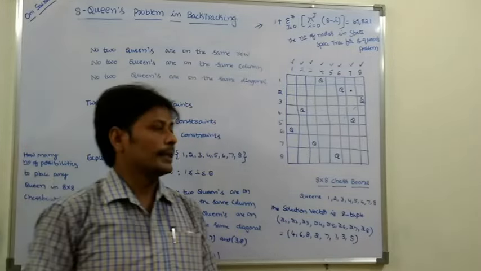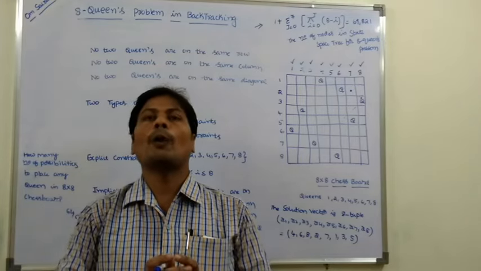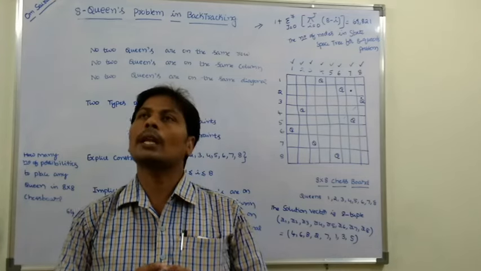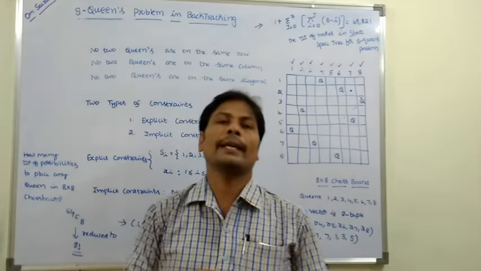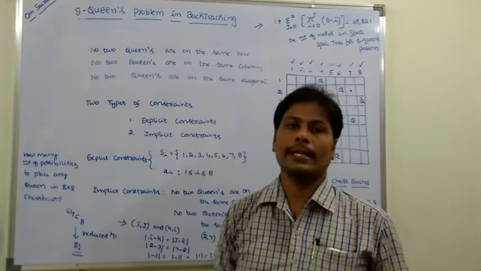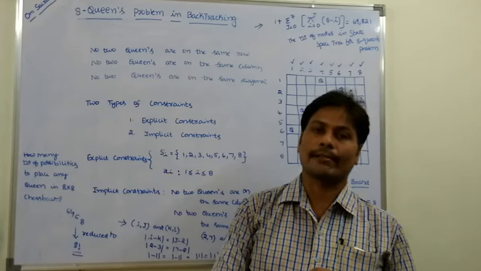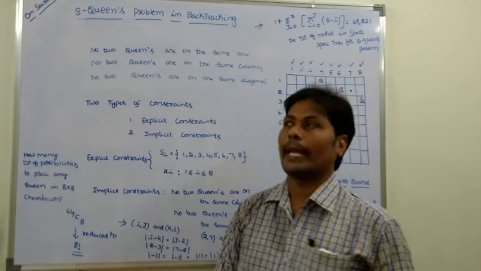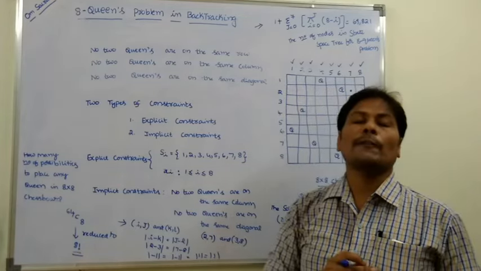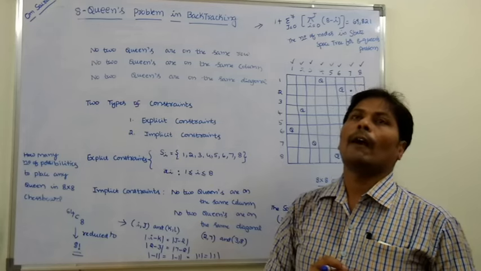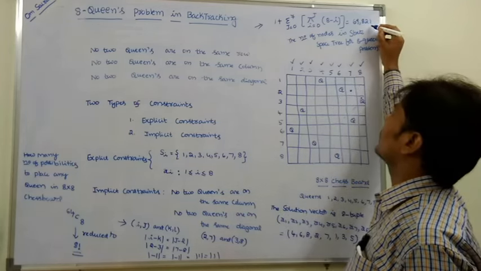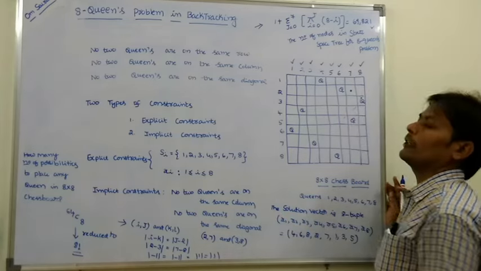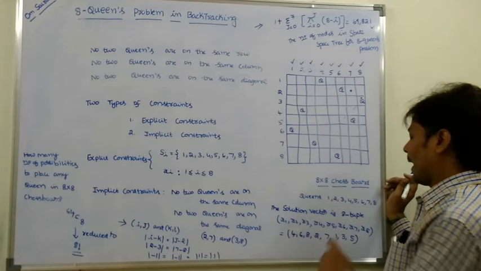So, this is the description about how to place 8 queens on an 8 by 8 chessboard. The total number of possibilities before applying any constraint is 64C8. After imposing implicit constraints, the total number of possibilities is 8 factorial. Next, the total number of nodes in the state space tree is 69,821 nodes. Next, the final solution for the 8 queens problem is represented by 8 tuples.